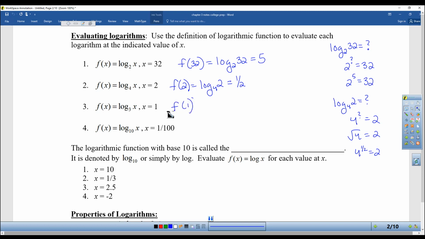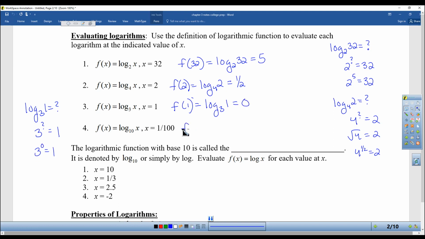F of 1. So they're saying plug in a 1 and tell me the answer. So I plug in a 1. All right, let's see if you can do it on your own. Can you think about that? It's saying log base 3 of 1 is equal to something. So 3 to the what is equal to 1? Hopefully you thought of 0. Anything to the 0 power is 1.